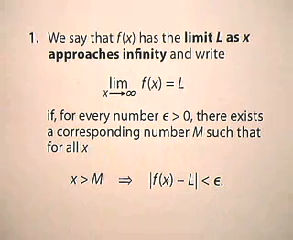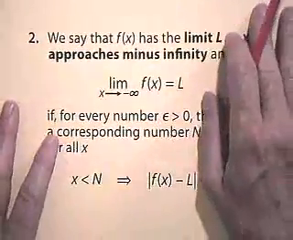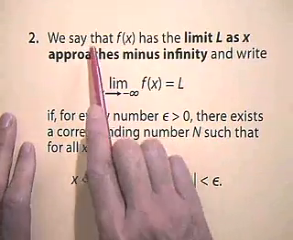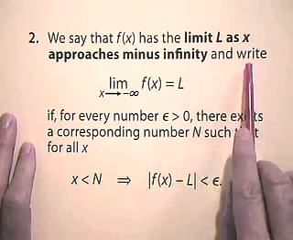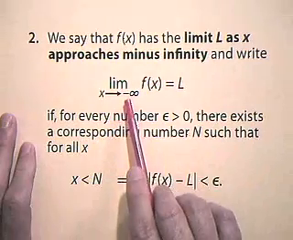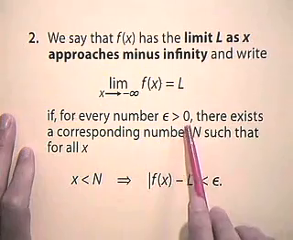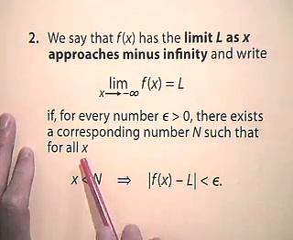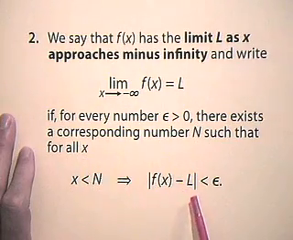Now, the same thing applies to negative infinity. That is, we just reverse the order. Close to negative infinity means less than some very, very negative number. We say that f of x has the limit L as x approaches minus infinity, and write limit as x approaches negative infinity f of x equals L if for every number epsilon greater than 0 there exists a corresponding number N such that for all x less than N implies absolute value of f of x minus L less than epsilon.